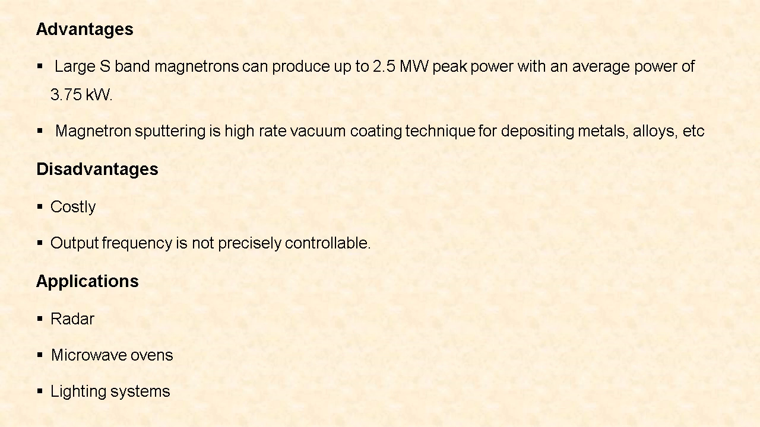And the next advantage is magnetron sputtering, a high rate vacuum coating technique used for depositing metals, alloys and compounds onto a wide range of materials. It has many advantages over other vacuum coating techniques, such as high deposition rates, ease of sputtering, high purity films, high adhesion of films, ability to coat heat sensitive substrates, etc.